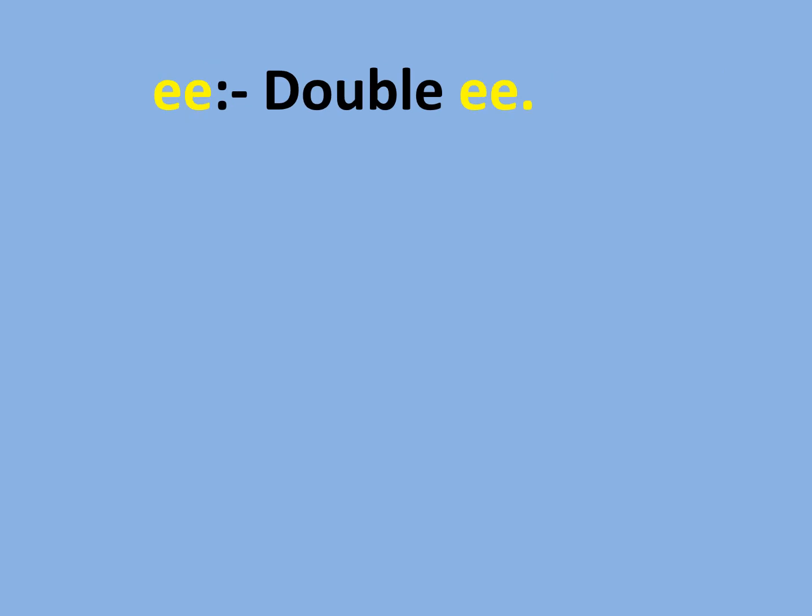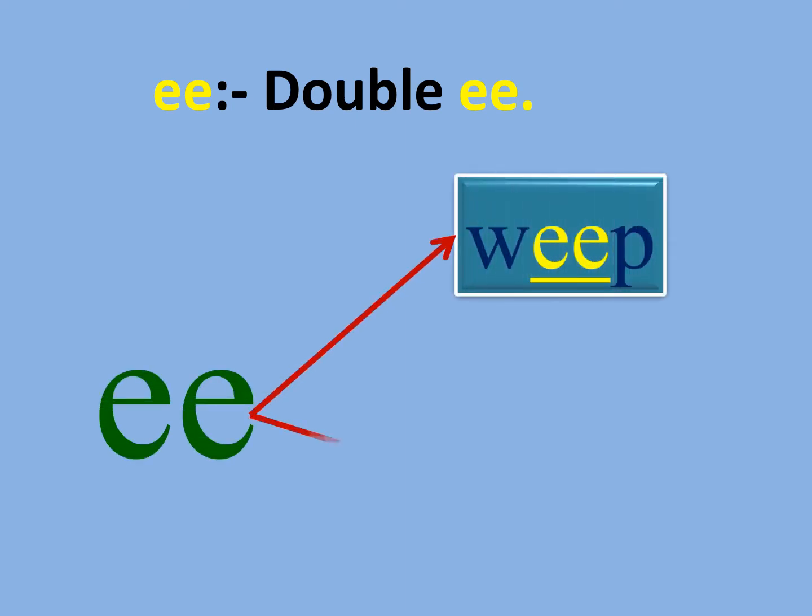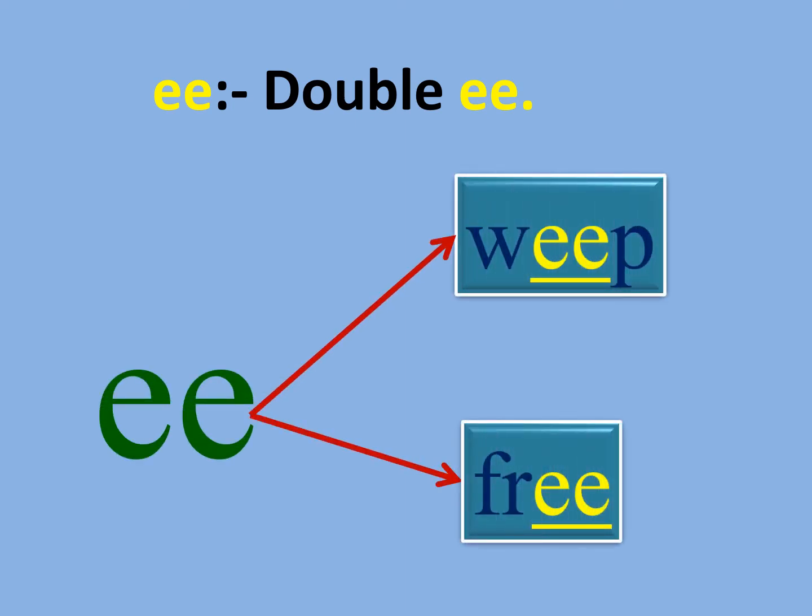The next sound is e. If I want to refer to it, I would refer to it as double E. And the corresponding words are weep or free. As you are aware, here the E sound is a bit long. It's not I, it is E.